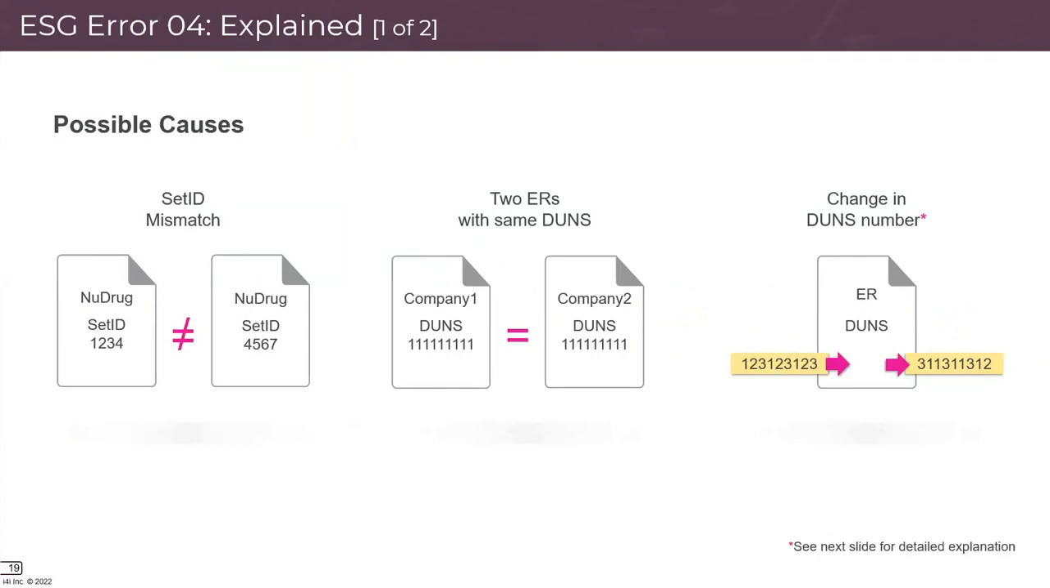Two, maybe you're trying to submit the same DUNS in a second establishment registration SPL, which cannot be done since the establishment DUNS can only be included in one ER-SPL. But in case of mergers or acquisitions, if you need to transfer the information from one ER-SPL to another, then you need to remove that information from the previously submitted file in order for your current file to be accepted by the FDA. Another reason could be that the DUNS number associated with the registrant has changed since the last submission of the ER-SPL. We'll expand on this last case in the next slide.